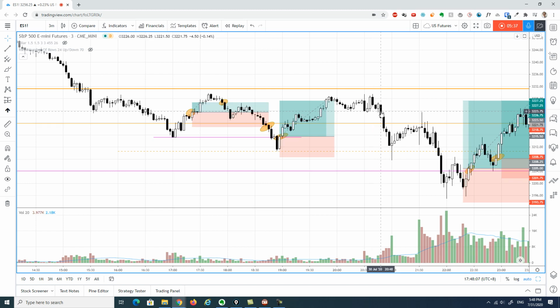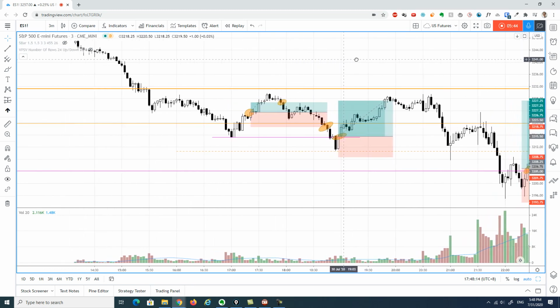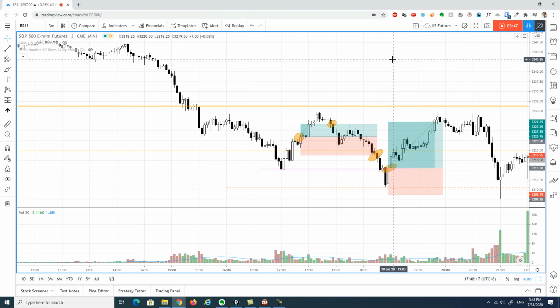You can see it pop up in a lot of different instruments. This is the S&P 500, and you can find this kind of setup almost every day, depending on the different session and also different time frame as well.